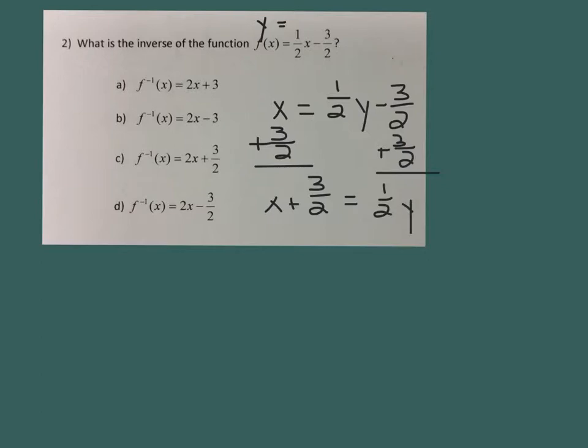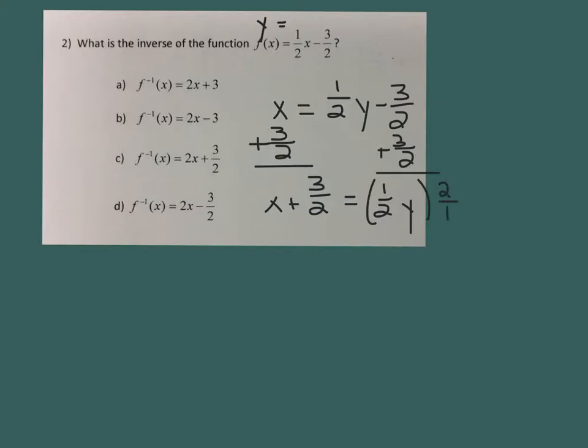And you could do one of two things. I mean, technically you could divide by the number in front of the y. You could divide everything by 1/2. Or I like to just, rather than have a fraction divided by another fraction, multiply by the reciprocal of 1/2, which is 2 over 1. So I'm going to multiply both sides by 2 over 1.